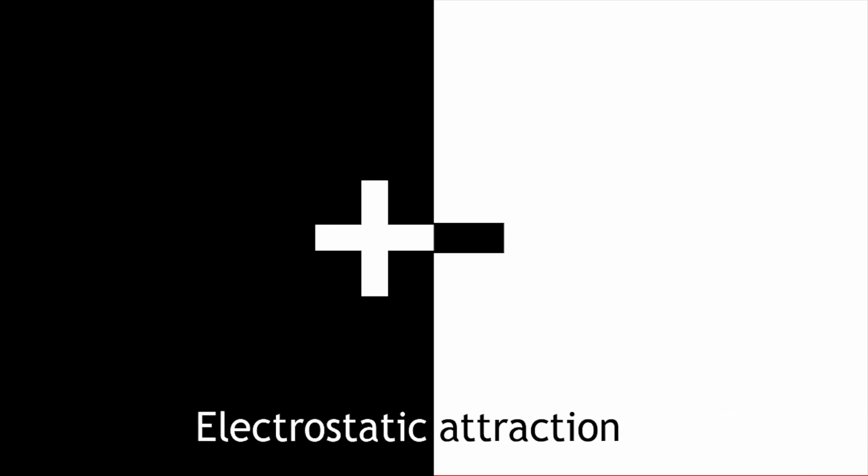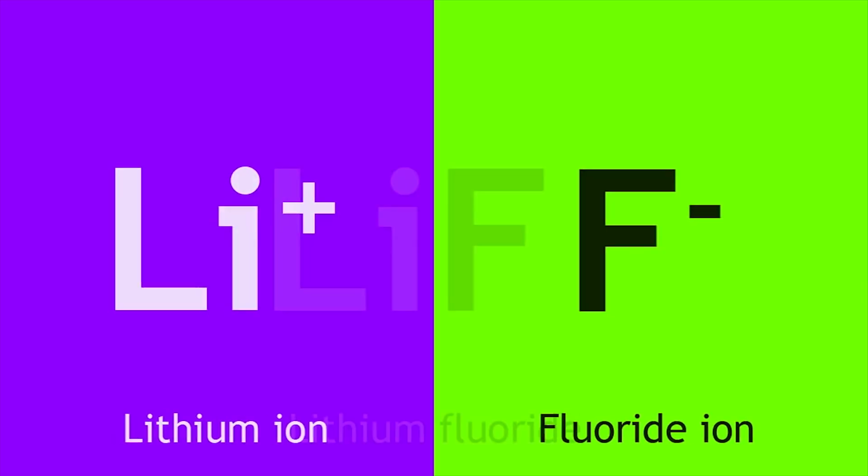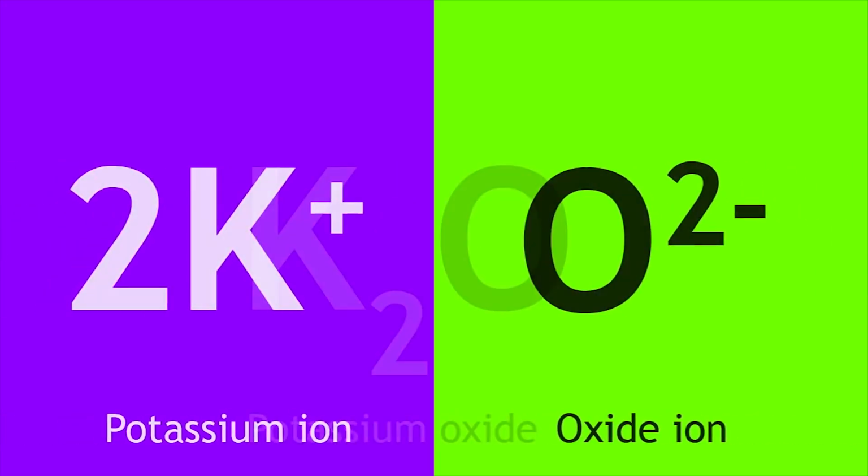An ionic bond is defined as the electrostatic attraction between oppositely charged ions. In this lesson, we will learn about ionic bonding in lithium fluoride and potassium oxide.